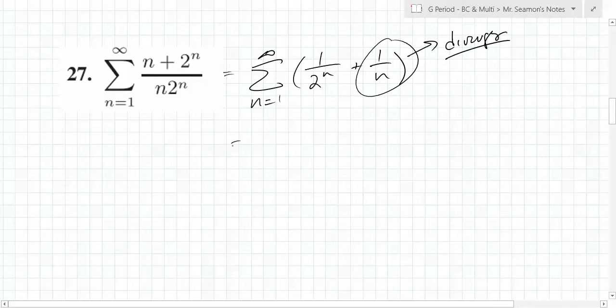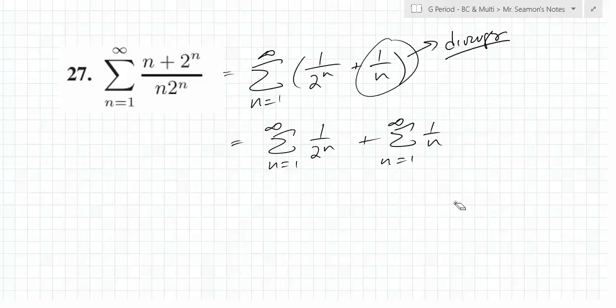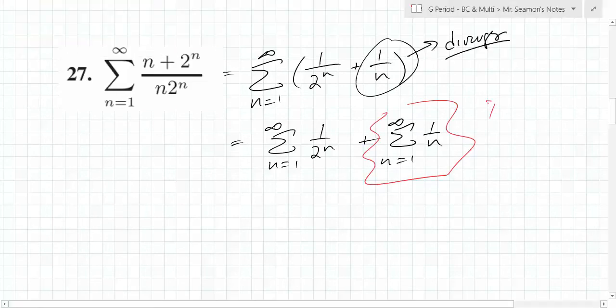So this right here is equal to the sum n equals 1 to infinity of 1 over 2 to the n plus the sum from n equals 1 to infinity of 1 over n. What's the name of this series? 1 plus a half plus a third plus a fourth. What's that called? Harmonic, right. Does the harmonic series converge? No. What does it do? Diverges. So we know that this right here blows up.